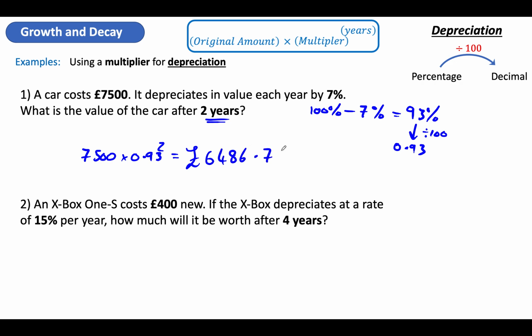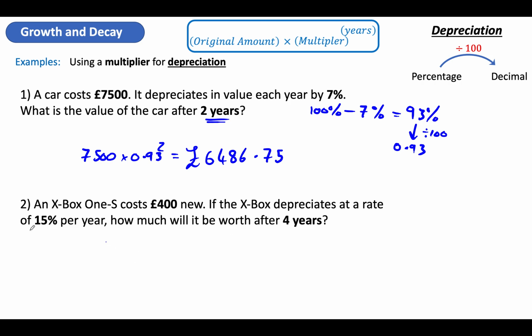£6,486 and 75 pence. Good for you. Well done. An Xbox One S costs £400 new. If the Xbox depreciates at a rate of 15% per year, how much will it be worth after 4 years? Probably not a lot. Let's see.